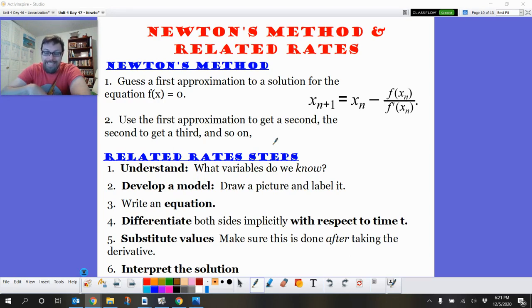Really make sure that you're saying what that value means. Don't just say, my answer is 11, or my answer is 11 feet per second. That's not what AP is looking for. It's looking for you to say, at a particular time, this is what's happening, and this is our rate with correct units.